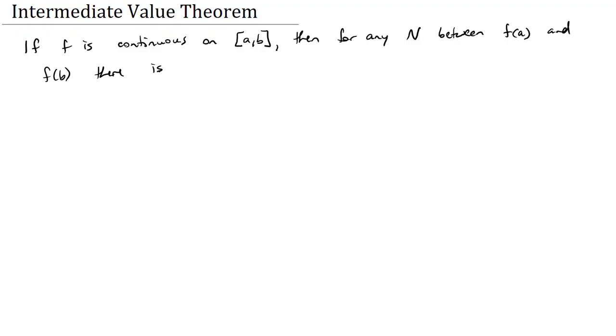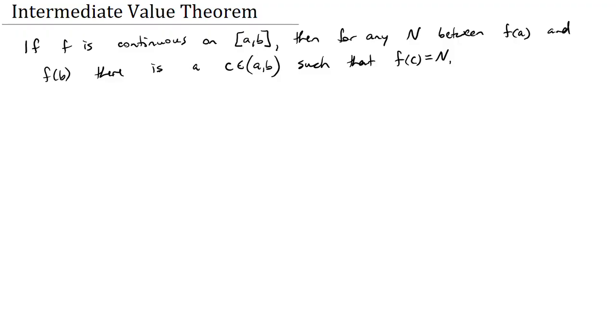there is a c. Sometimes we'll say there exists a c that is an element of the open interval from a to b. This is an open interval because we don't include the endpoints. So for any n between the two outputs, we can find some c between a and b such that the function will output n at that c. So such that f of c equals n.